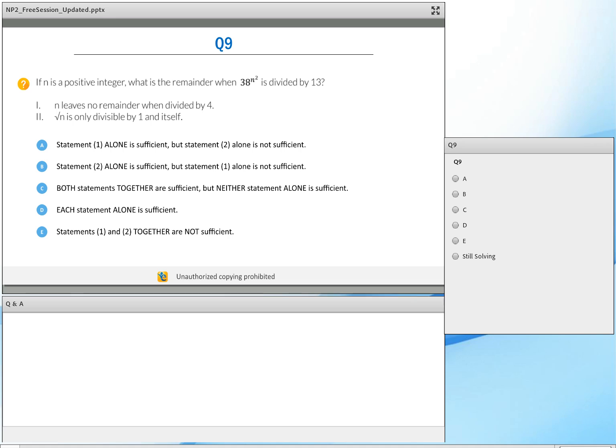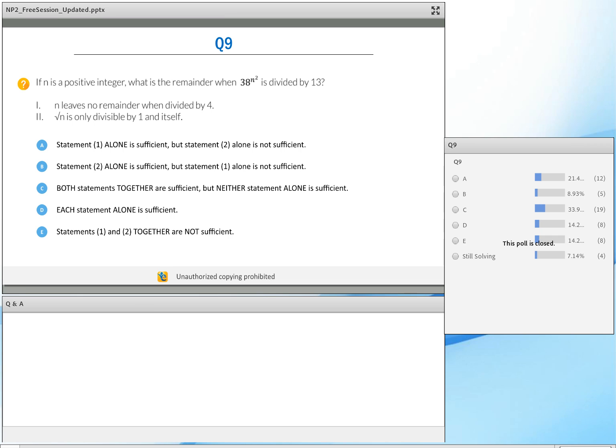Guys, it's about time. We have another 20 odd seconds before we move on to the next question. 5, 4, 3, 2, and 1. Let me end the poll.